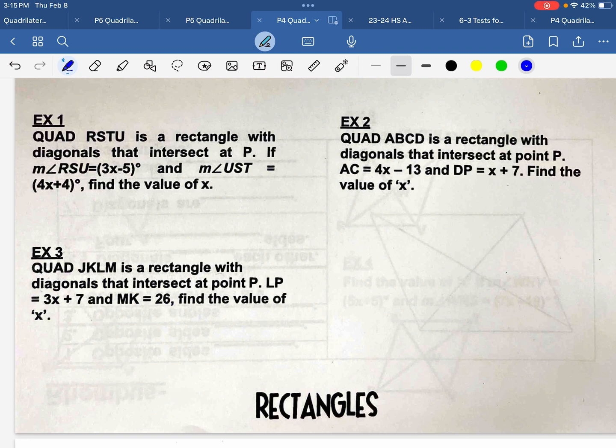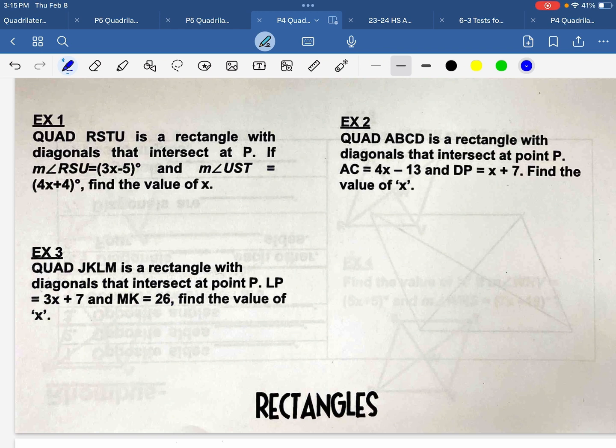So quadrilateral QRST is a rectangle with diagonals that intersect at P. If measure of angle RSU is equal to 3x minus 5, then measure of angle UST is 4x plus 4. Find the value of x.